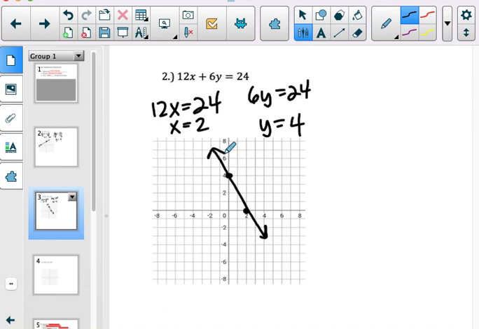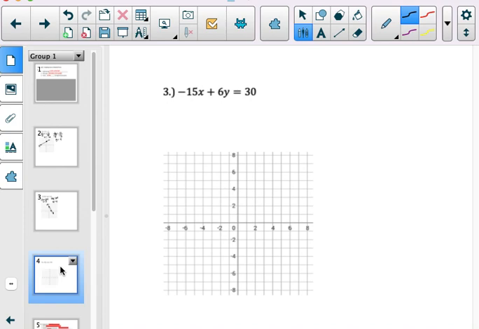Where's your stuff? Okay. All I could see was the blank side. I was really confused.